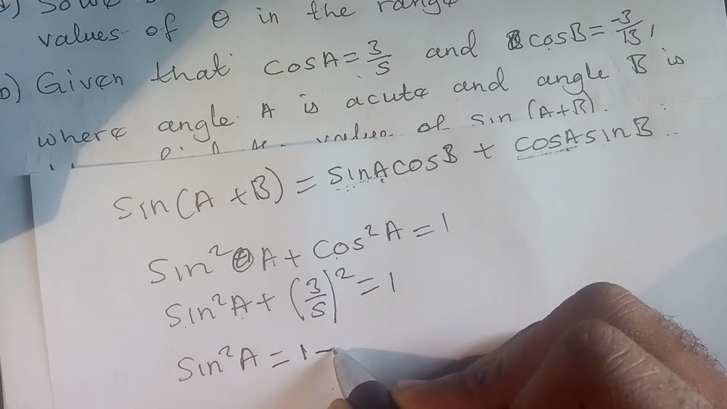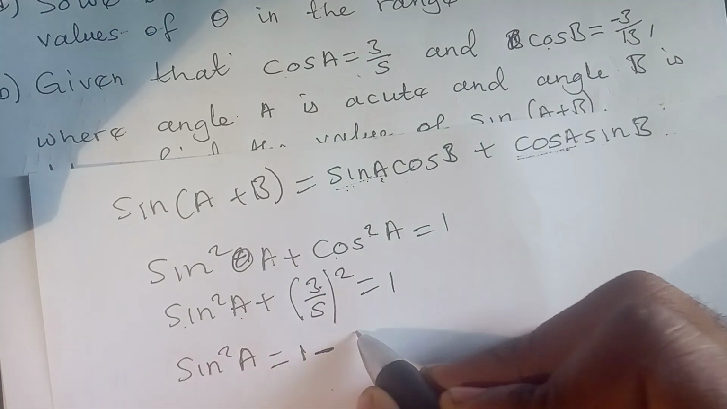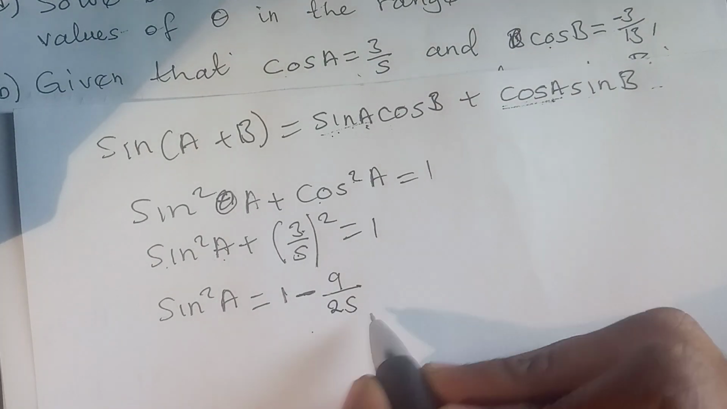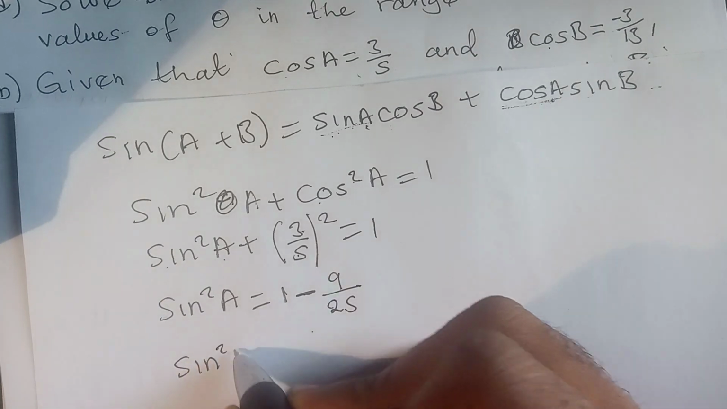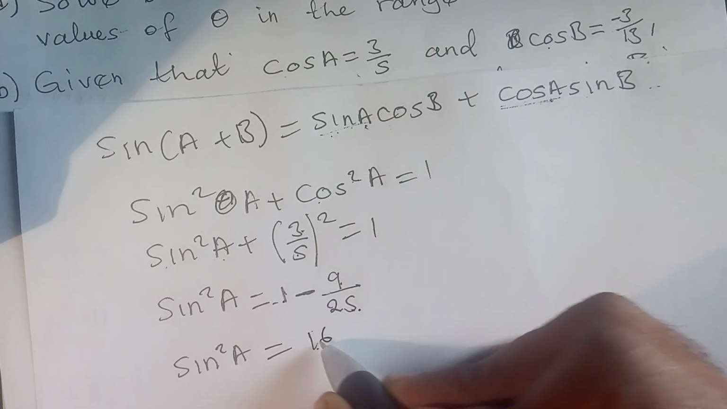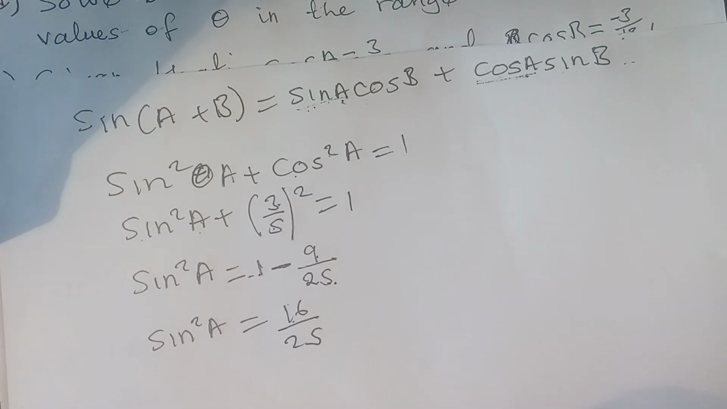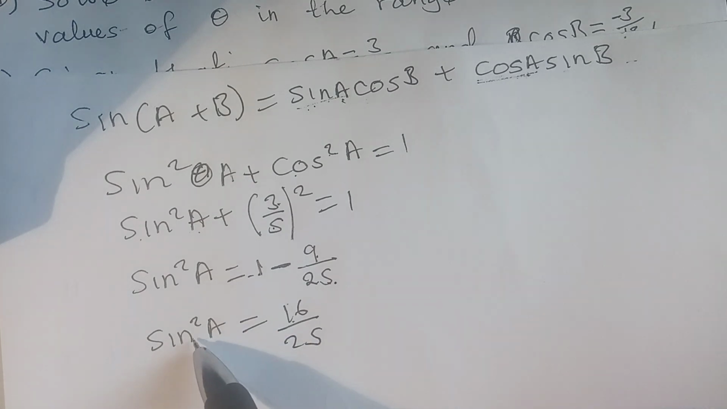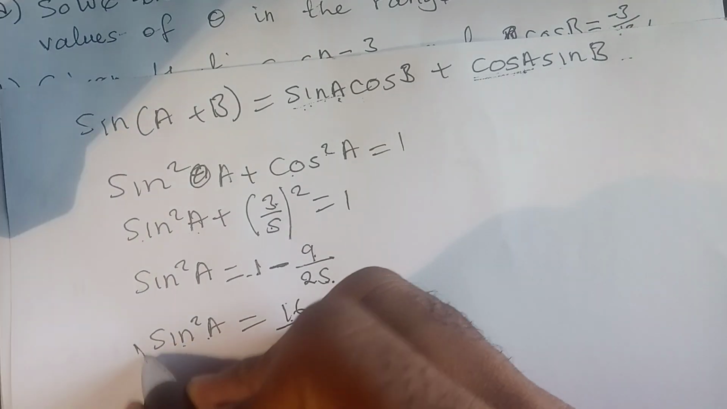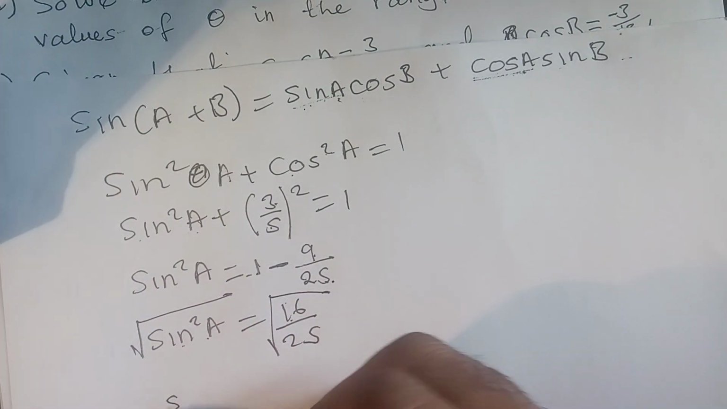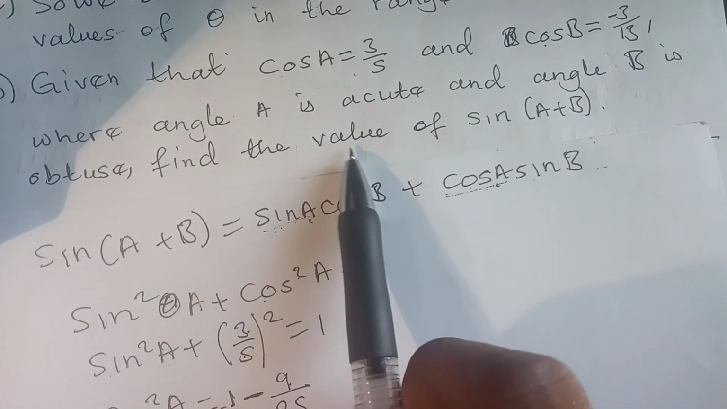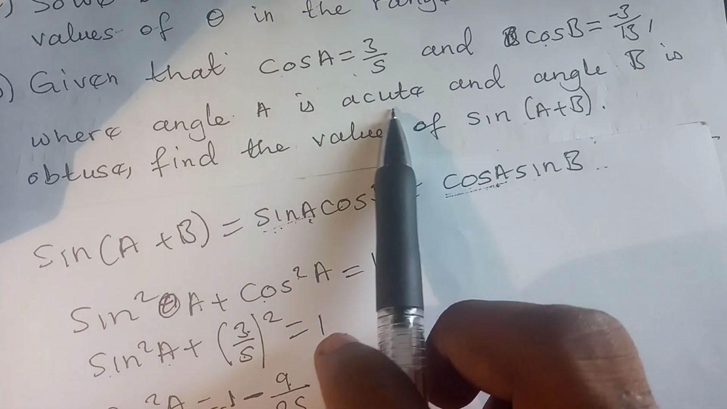You take this one to the other side. You have 1 minus, when you square the 3 you have a 9, and when you square the 5 you have a 25. When you subtract, 25 minus 9 is 16 over 25. Since you want to find sin A, not sin squared A, you introduce the square root on both sides.